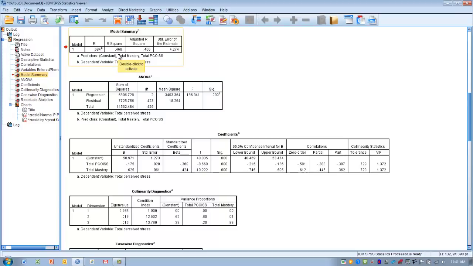Now, expressed as a percentage, we basically just multiply that number by 100. This means that our model, using our two predictor variables, explains about 46.8% of the variance in perceived stress. So whether someone's going to have a high stress score or a low stress score, about 47% of that variance is explained by these two predictors, which means that more than 50% of the variance in stress is explained by other things. But this is actually a pretty respectable result. If we can get close to 50% of the variance explained by two predictor variables, that's pretty good.